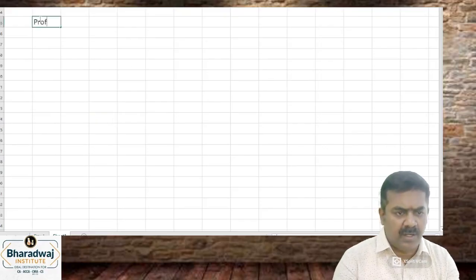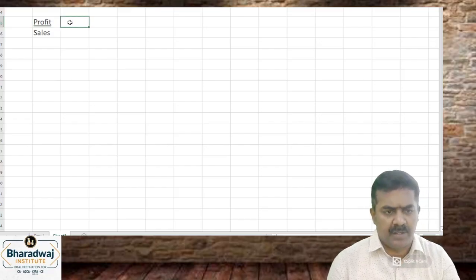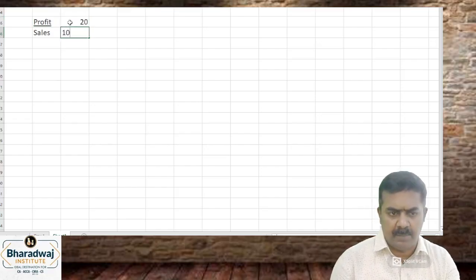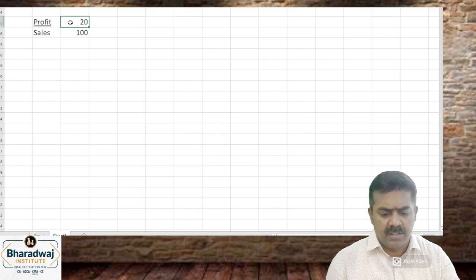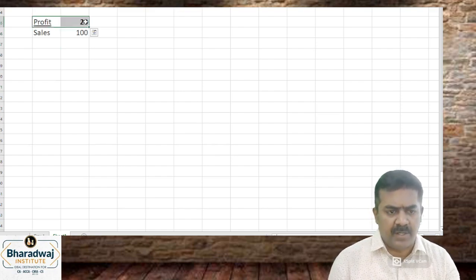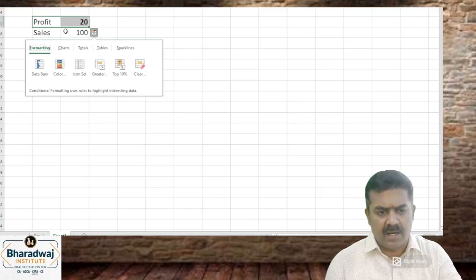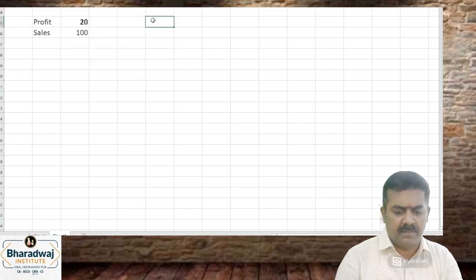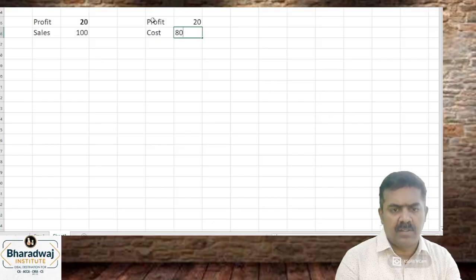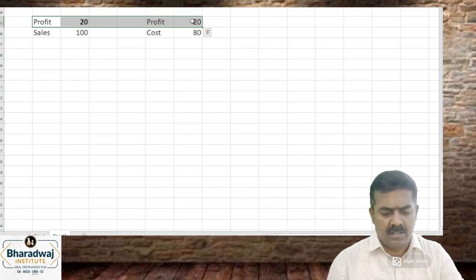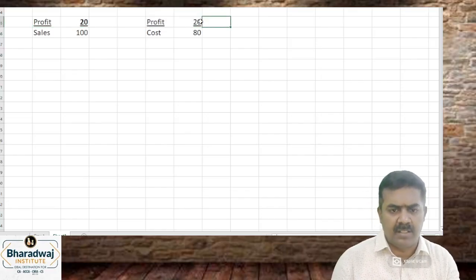What is the profit on sales? 20% means 20/100. Simple. If profit is 20 and selling price is 100, what will be the cost? 80. Selling price minus profit will give us cost. So 20 by 80 is nothing but 1 by 4.